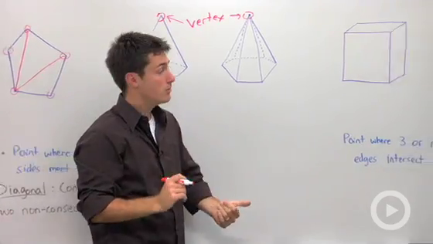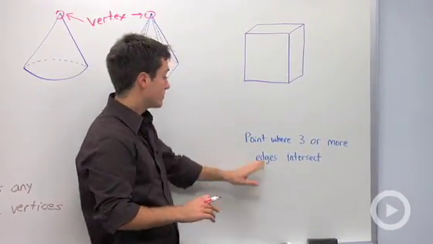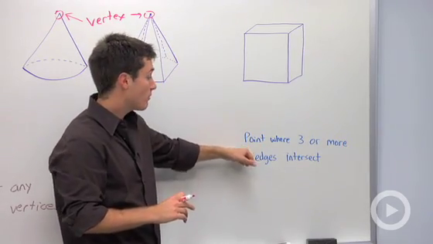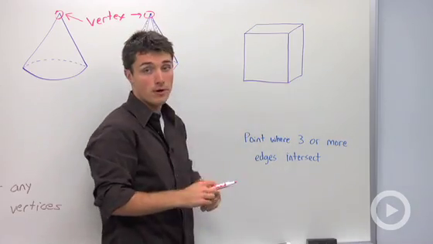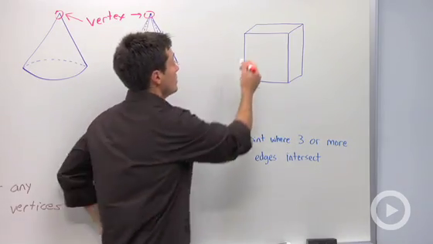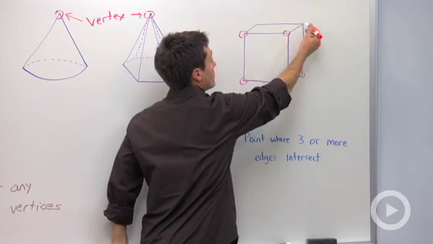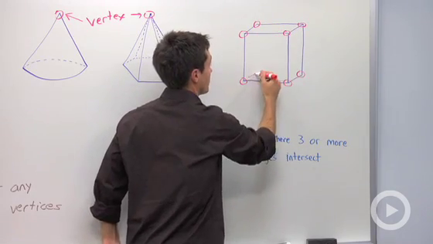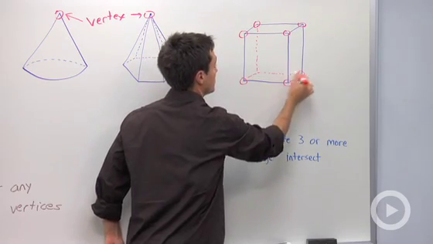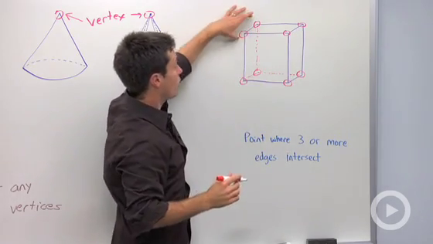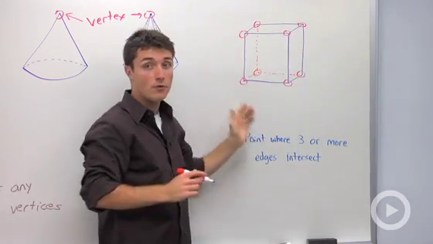What about a cube? Well, in a cube, or any type of rectangular prism, a vertex is the point where 3 or more edges intersect. So the edges are these line segments where 2 planes intersect. So a vertex could be right here, right here. You're going to have, in this cube, if I drew in the rest of it, the hidden sides and hidden edges, 1, 2, 3, 4, 5, 6, 7, 8 total vertices.